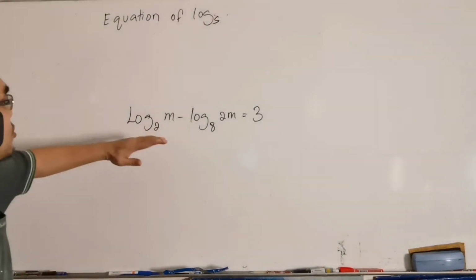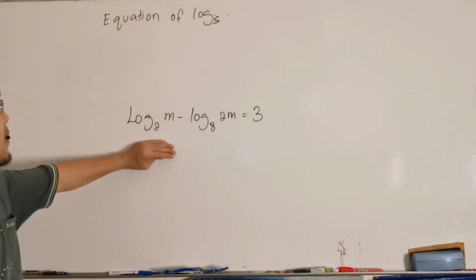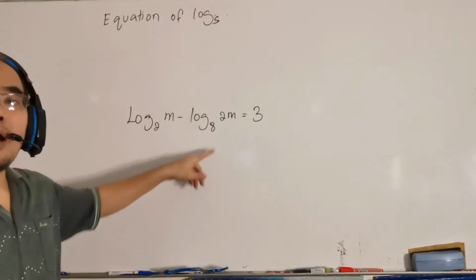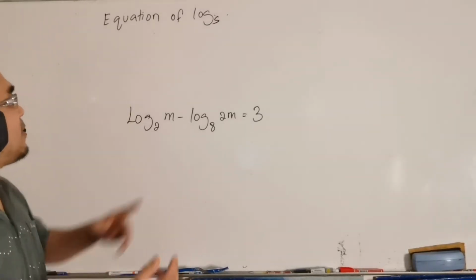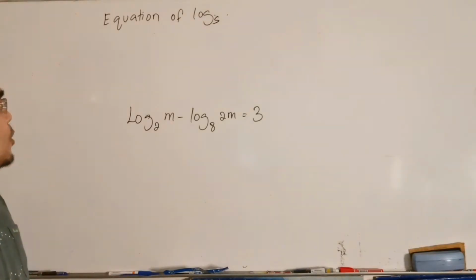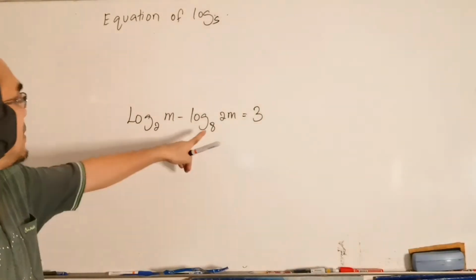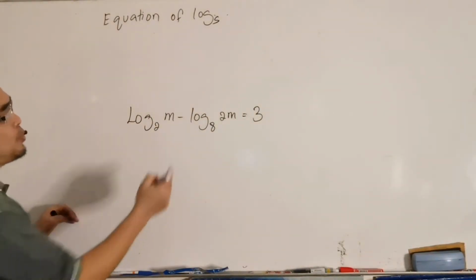Let's try to solve one of the equations of log here. So if this is log 2 and this is log 8, how to solve that? We change log 2 to log 8 or log 8 to log 2. It's easier to change the bigger number to the smaller number. So how to change to log 2?